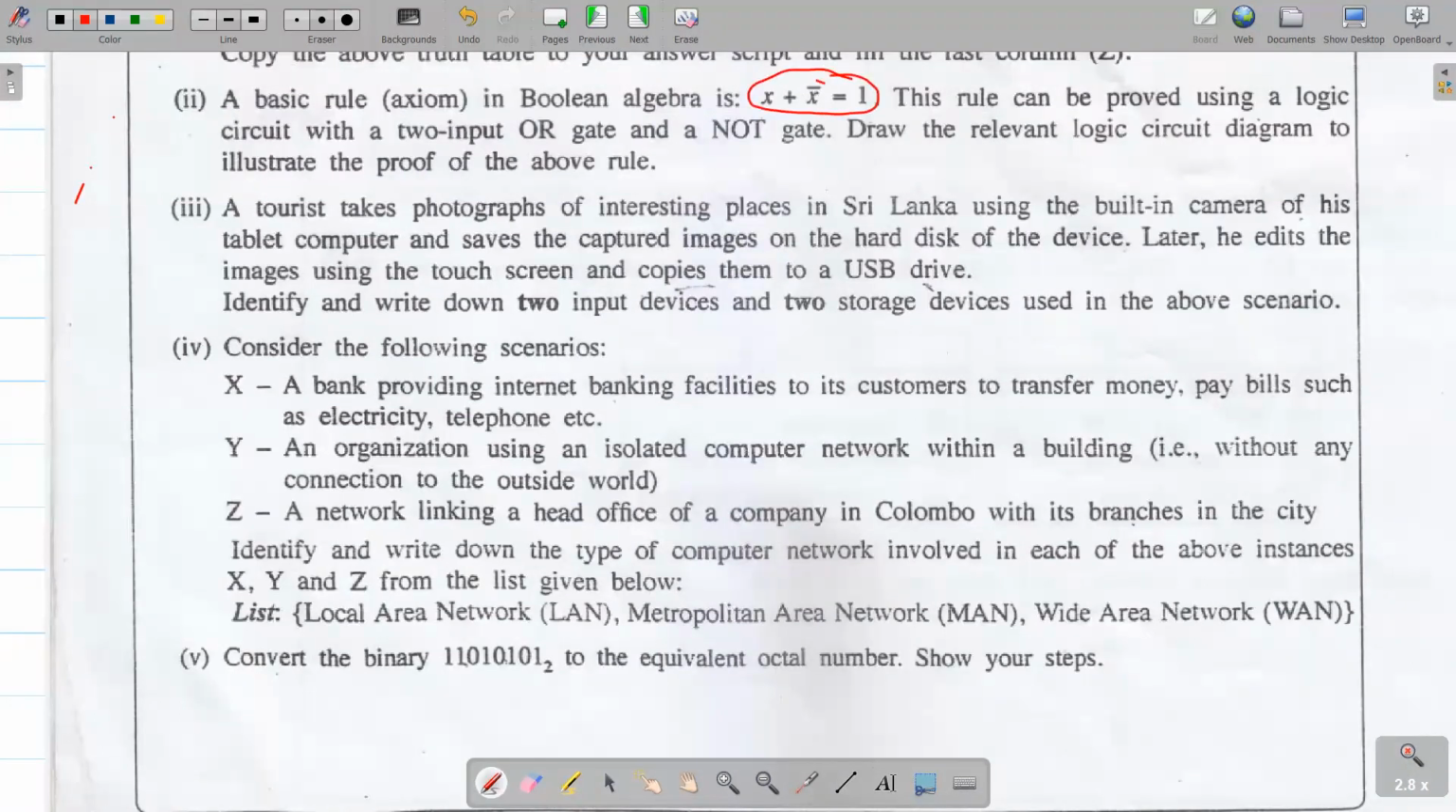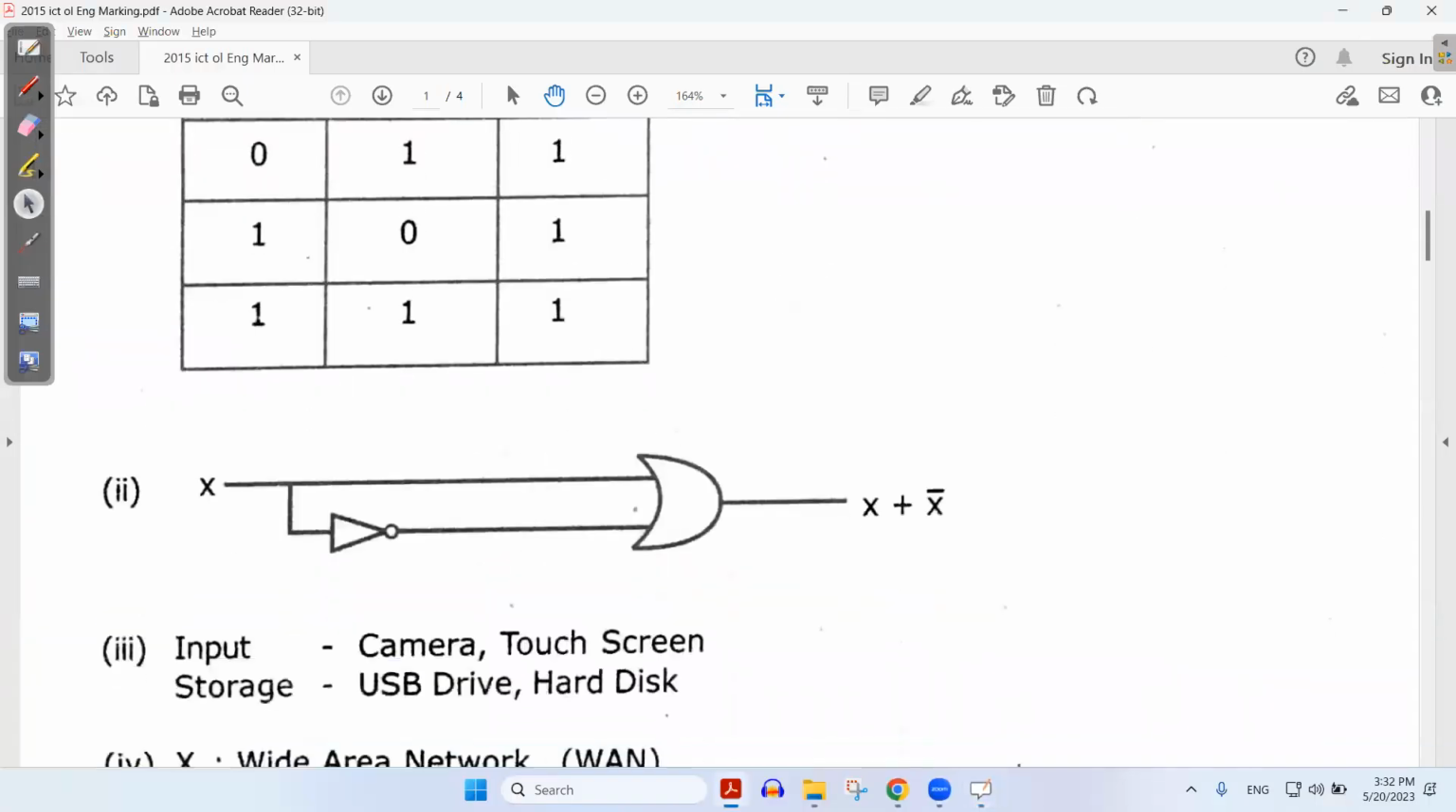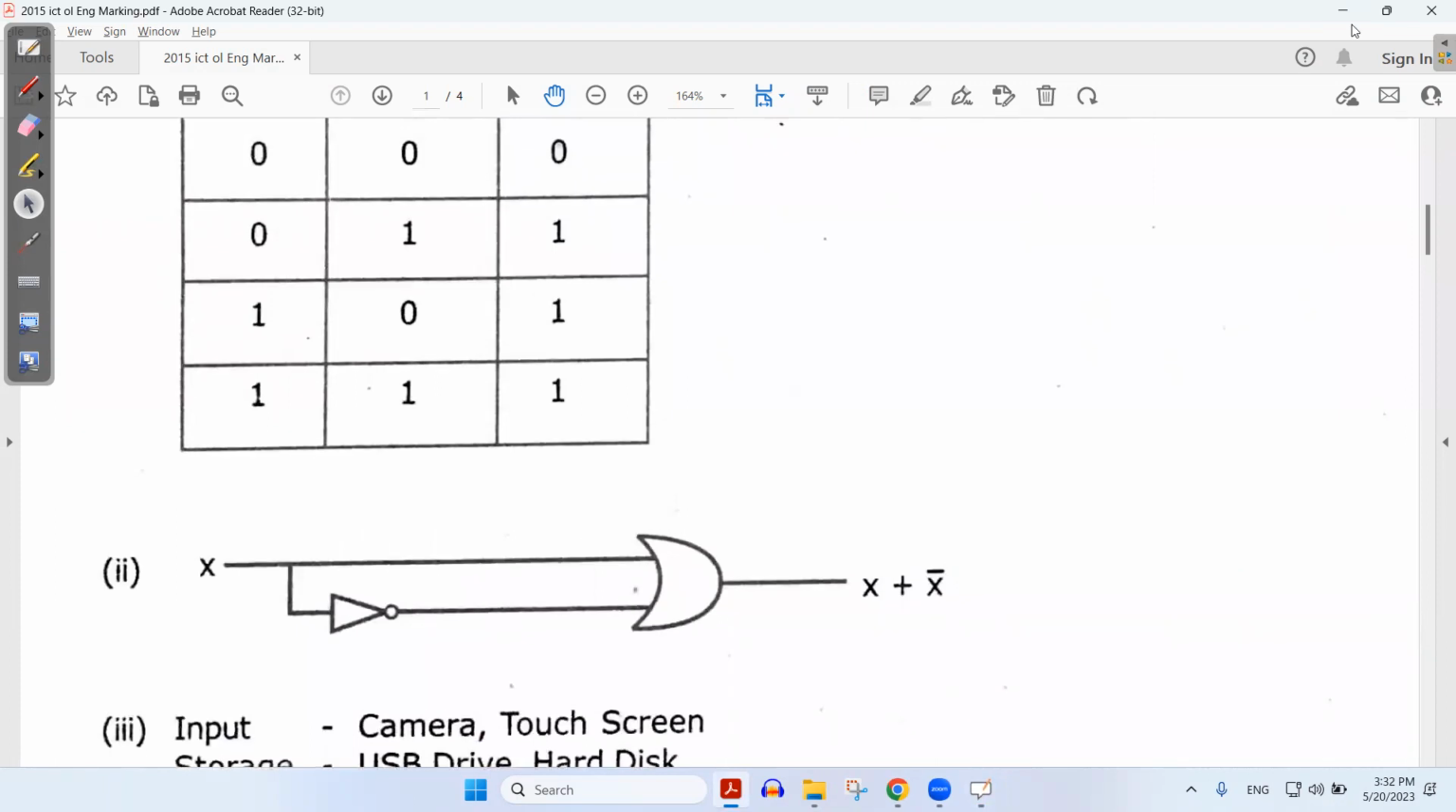And when you are drawing the circuit, it's going to be this. So if this is x, x bar can be created using a NOT gate. So both the lines need to go through an OR gate, right? So here it always receives 1. So the circuit is going to be like this. So if you got the correct answer, it's going to be 2 marks for you again.